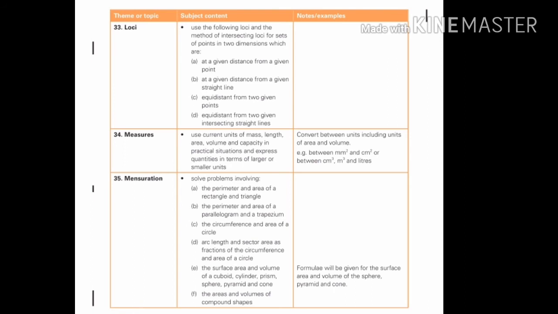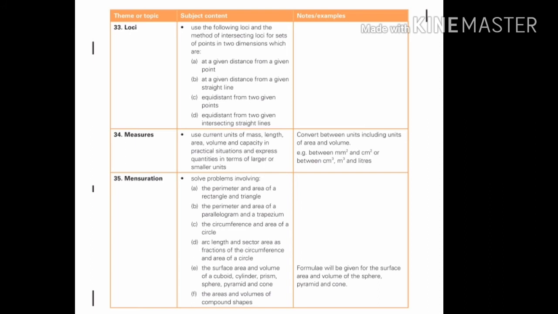Chapter number 34 includes measures. Use current units of mass, length, area, volume, and capacity in practical situations and express quantities in terms of larger or smaller units. Chapter number 35 includes mensuration: the perimeter and the area of a rectangle and triangle, the perimeter and area of a parallelogram and a trapezium, the circumference and area of a circle, arc length and sector areas, the surface area and volume of a cuboid, cylinder, prism, sphere, pyramid, and cone, and the areas and volumes of compound shapes.